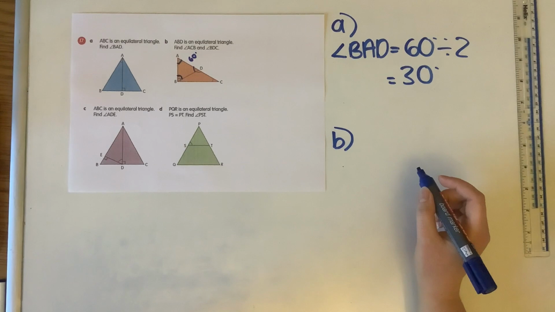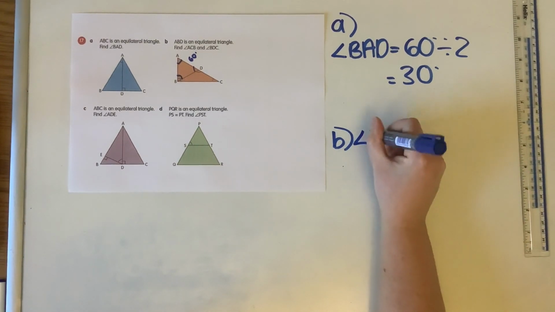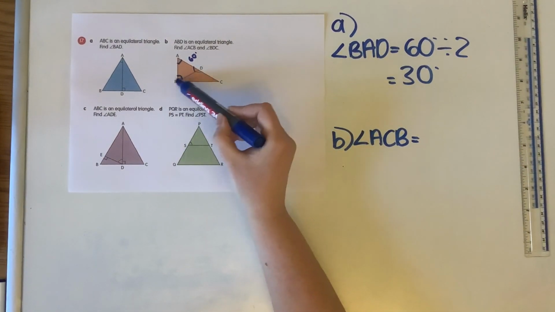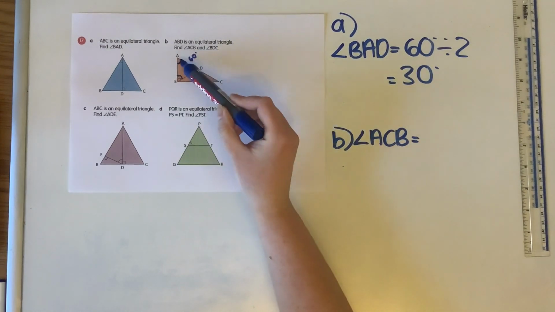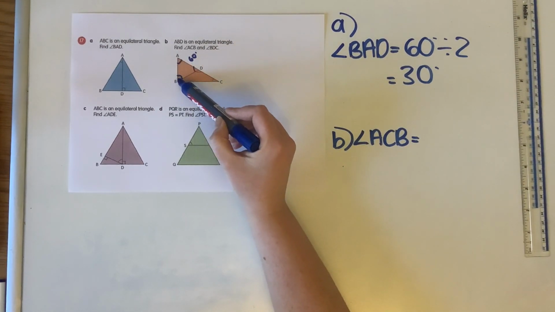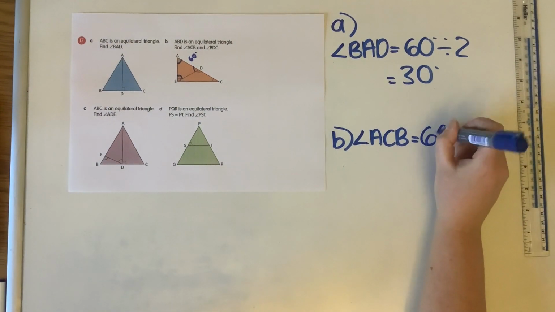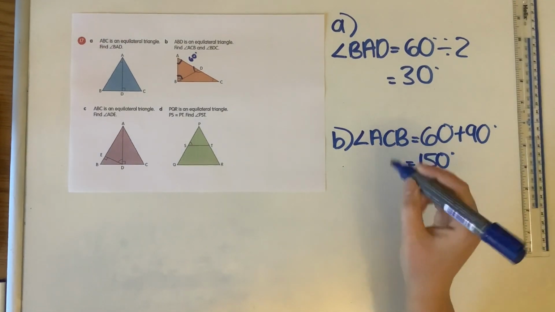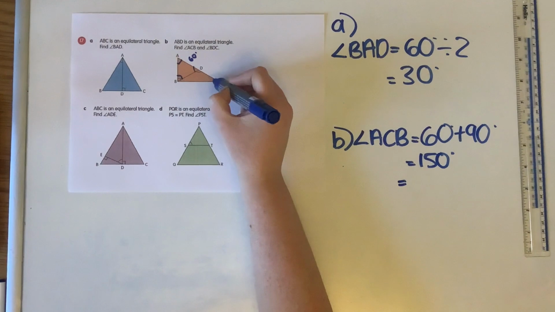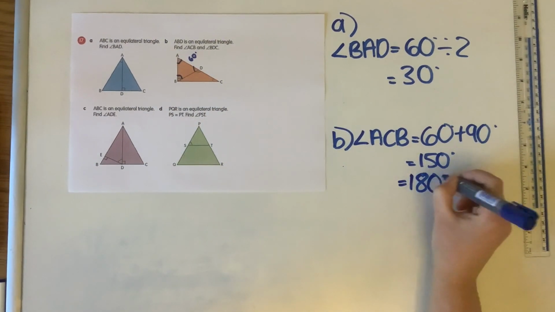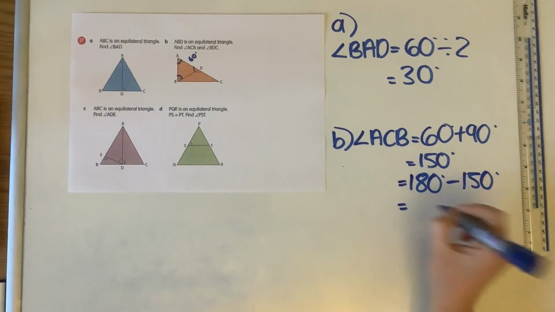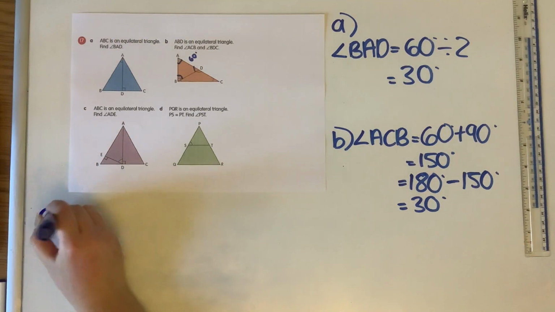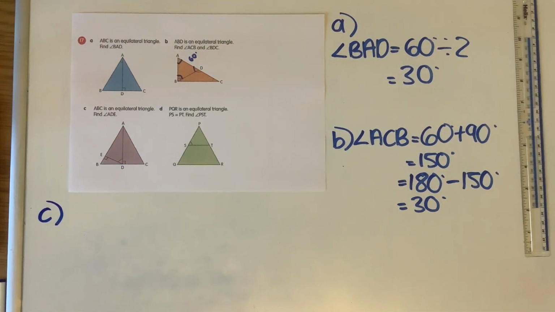Okay, so if I'm first of all trying to work out what angle ACB is, I'm first of all just forgetting about this line here. I'm just looking at that whole triangle. I know that that angle is 60 degrees. I know that that angle is 90 degrees. So what I can do is add those 2 together to give me 150 degrees. So then to work out what the angle ACB is, I just do 180 degrees, subtract 150 degrees, giving me 30 degrees.